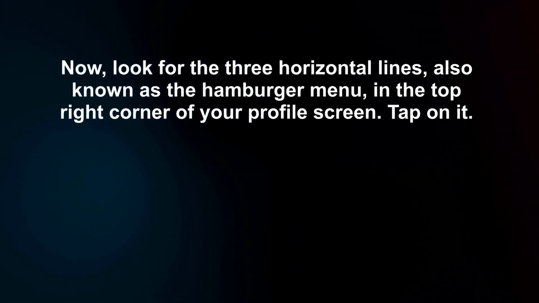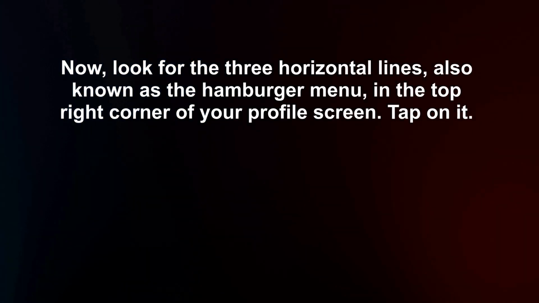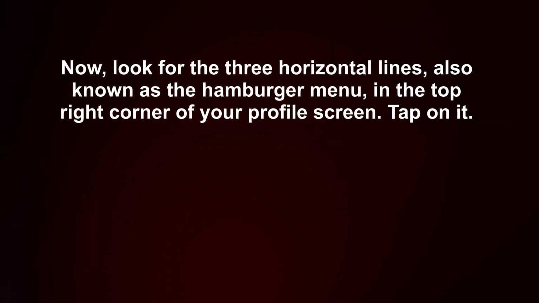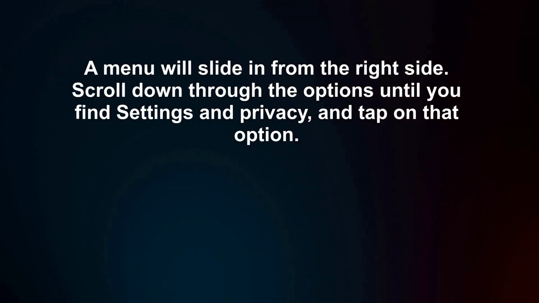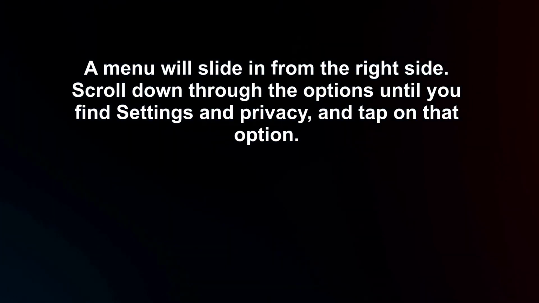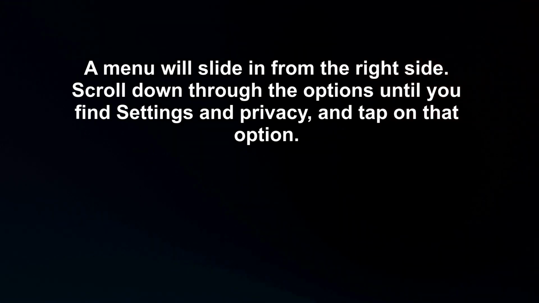Now, look for the three horizontal lines, also known as the hamburger menu, in the top right corner of your profile screen. Tap on it. A menu will slide in from the right side. Scroll down through the options until you find Settings and Privacy, and tap on that option.